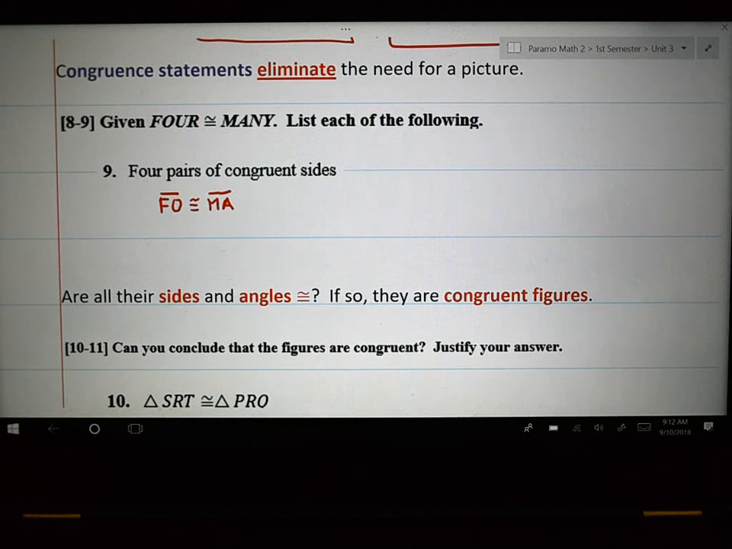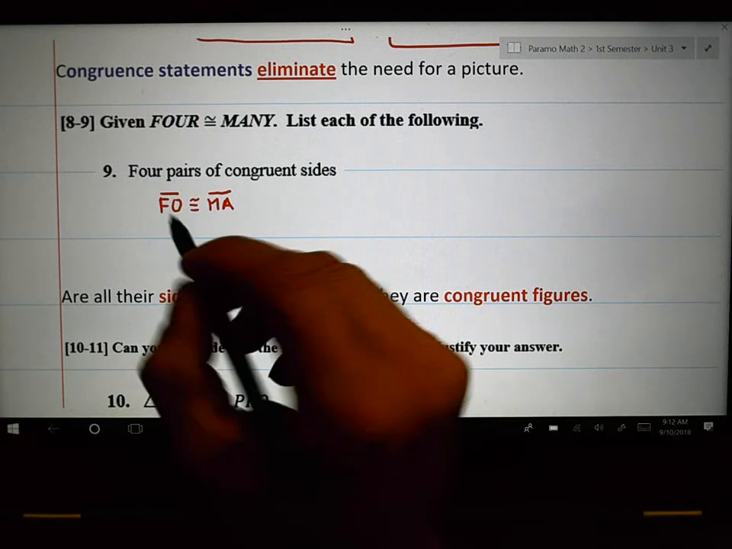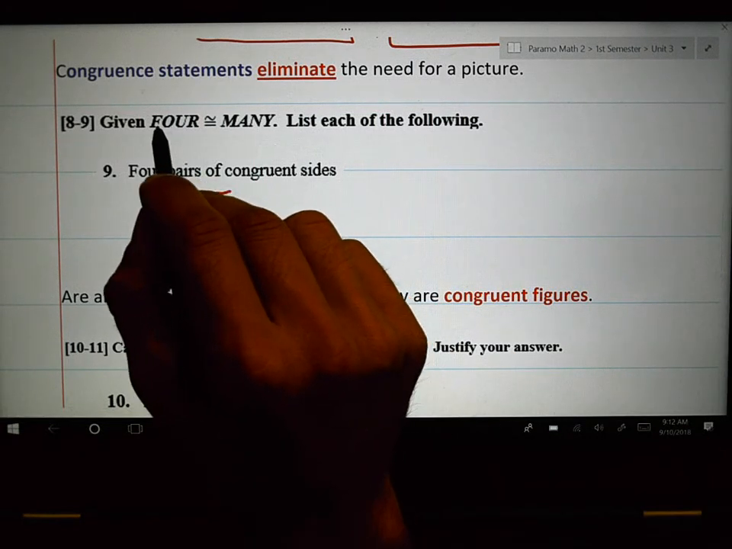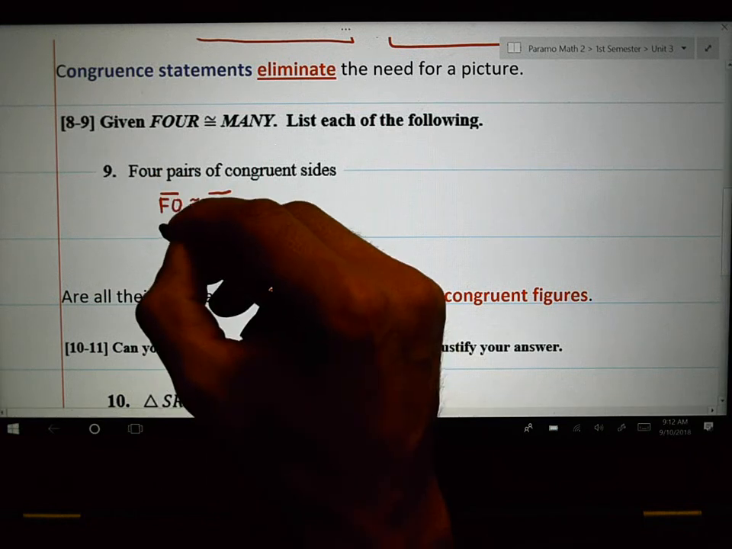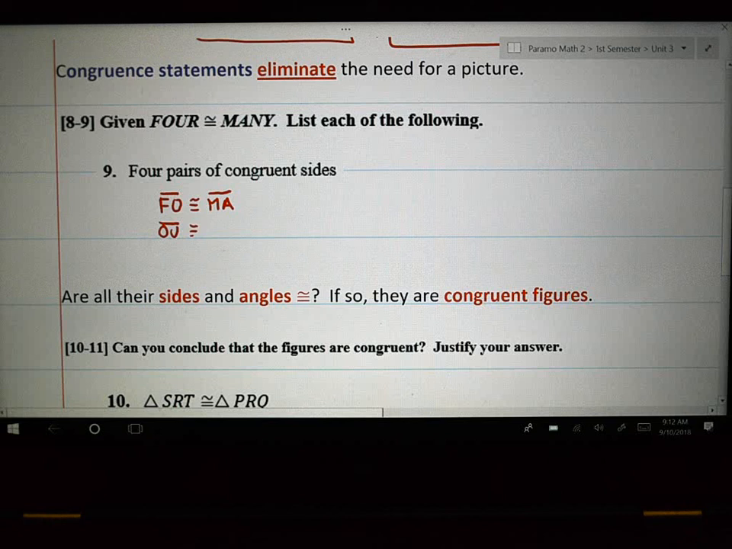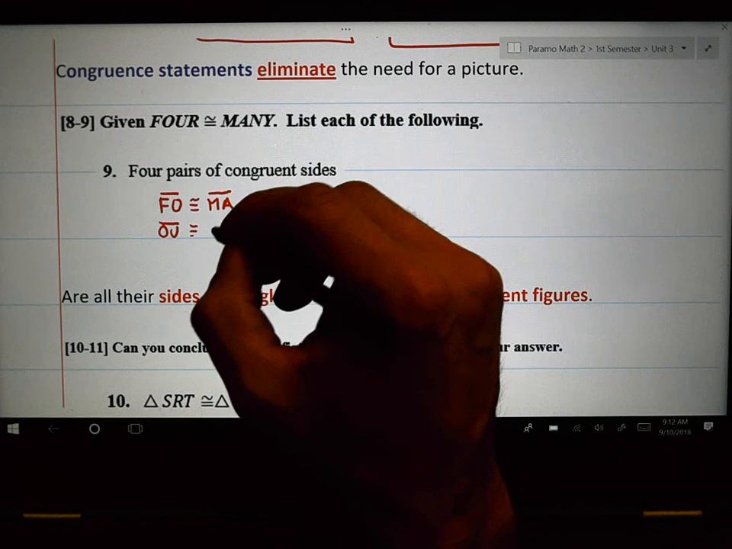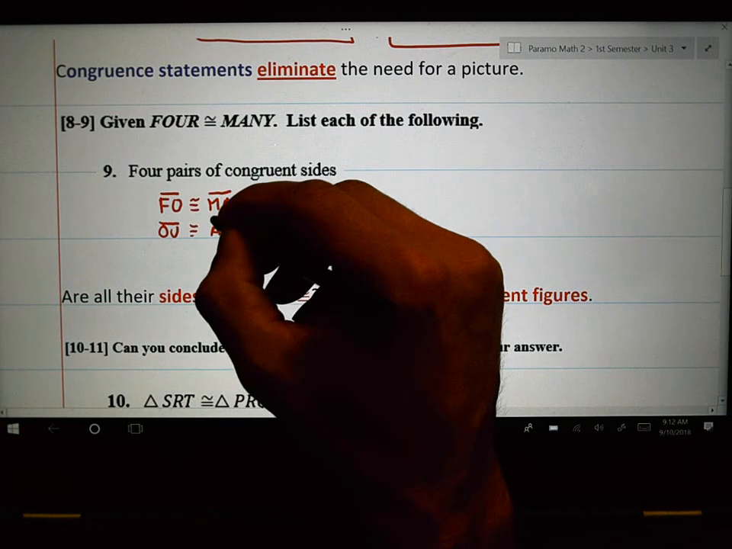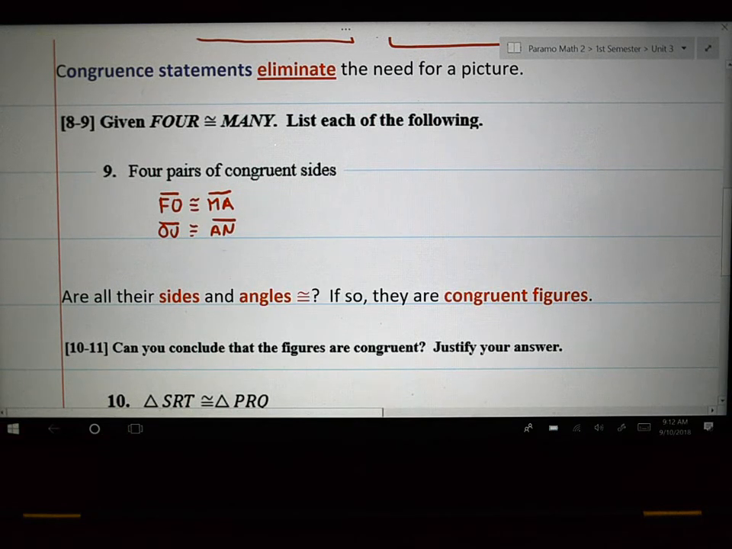Let's pick another side that matches up. How about the side OU? I bet you know that segment OU is congruent to something. If you know the 2 letters that segment OU is congruent to, say them out loud, please. Segment AN. When you say the word segment, you're telling me there's a bar on top. When you write it with a bar on top, you are writing it correctly.